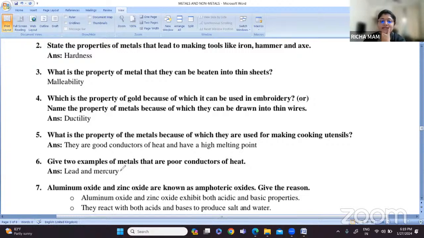Next, give two examples of metals that are poor conductors of heat.